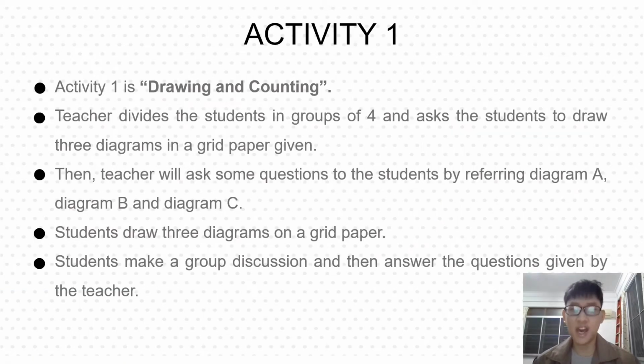Okay, after that, I have carried out activity 1. Activity 1 is called Drawing and Counting. So teacher divides the students in groups of 4 and asks the students to draw the 3 diagrams on a grid paper given. Then, teacher will ask some questions to the students by referring to diagram A, diagram B, and diagram C. Students then draw the 3 diagrams on a grid paper, and then the students will make a group discussion and answer the questions given by the teacher.